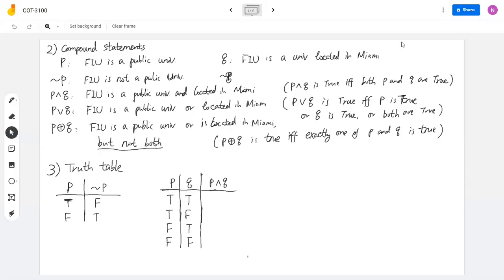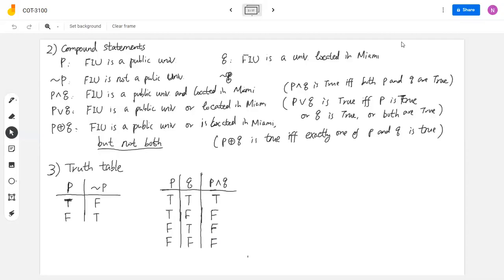So what is P and Q when P and Q are both true? By definition, we know it's true. Okay, if P is true and Q is false, remember P and Q is true if and only if both are true. So this means, because Q is false, this is false. And the next one is false. And the last one, because both are false, is also false.